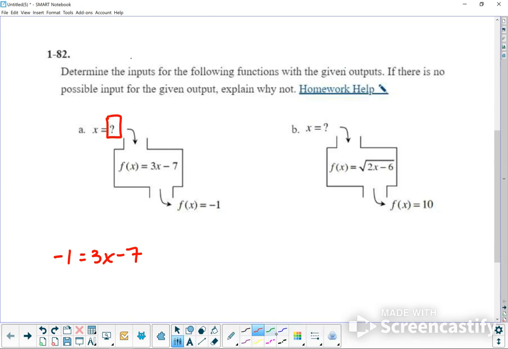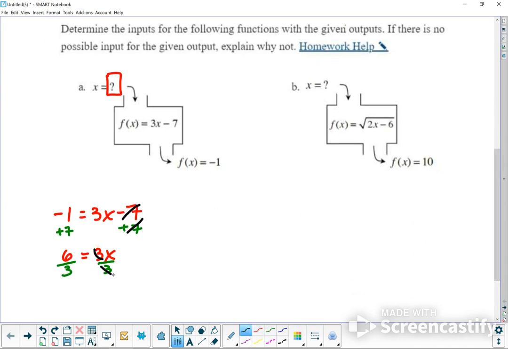Okay, and I know we haven't officially done the solving yet, but you might have done some in middle school or last year, but you're going to do the opposite inverse operation. You're going to get 6 equals 3x divided by 3. And you will end up with x equals 2. That means that your x should equal 2. Okay, and think about it. If you put 2 here, you get 6 minus 7, and that does get you negative 1. So that's your answer.